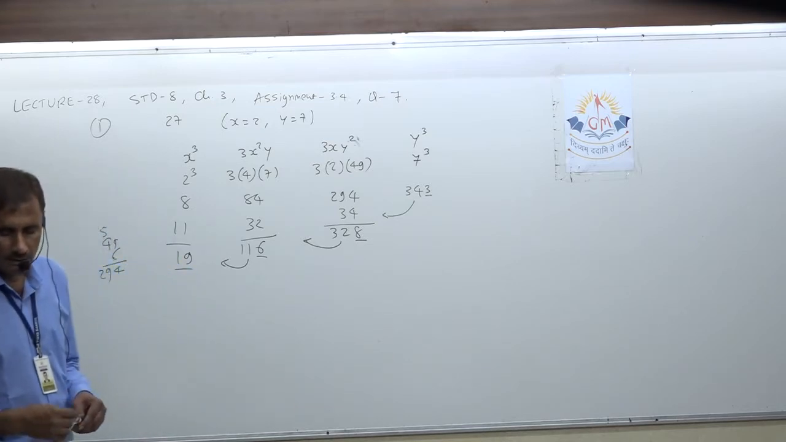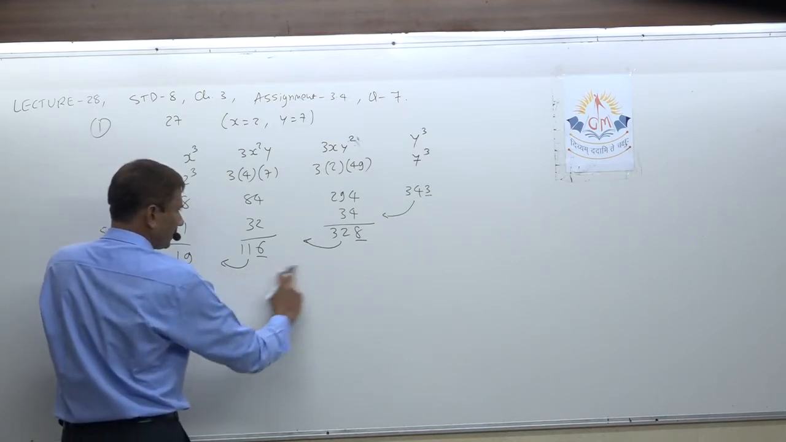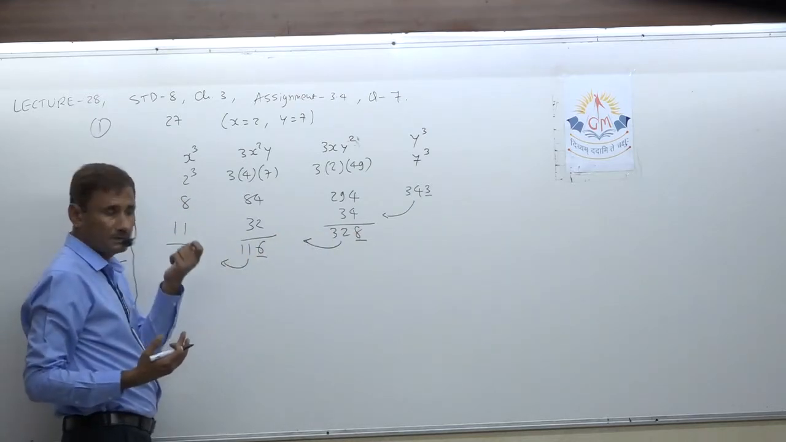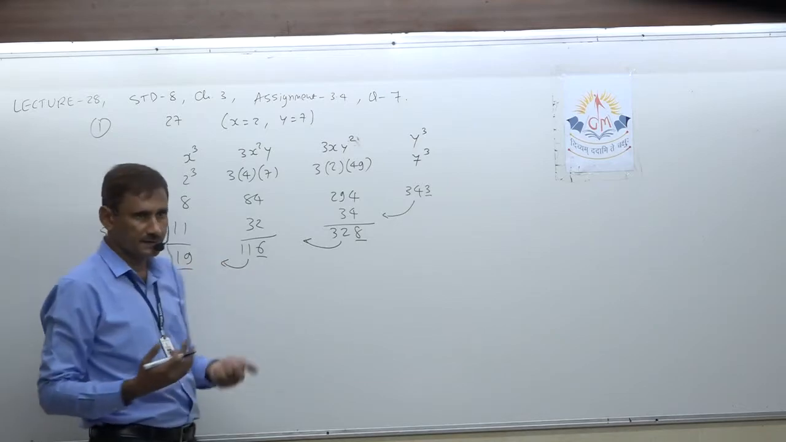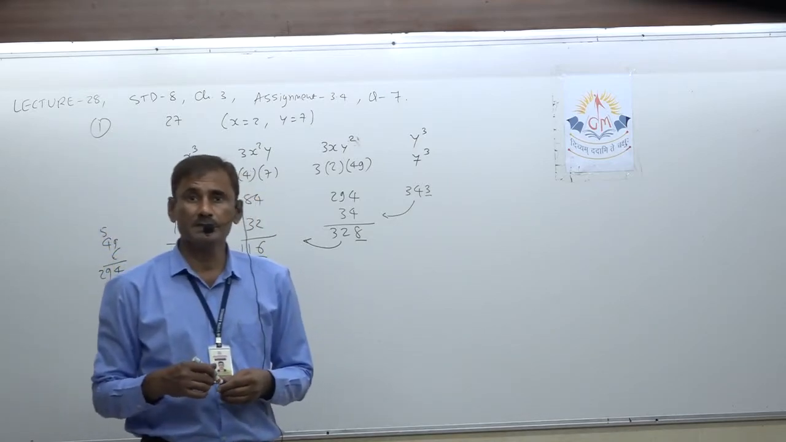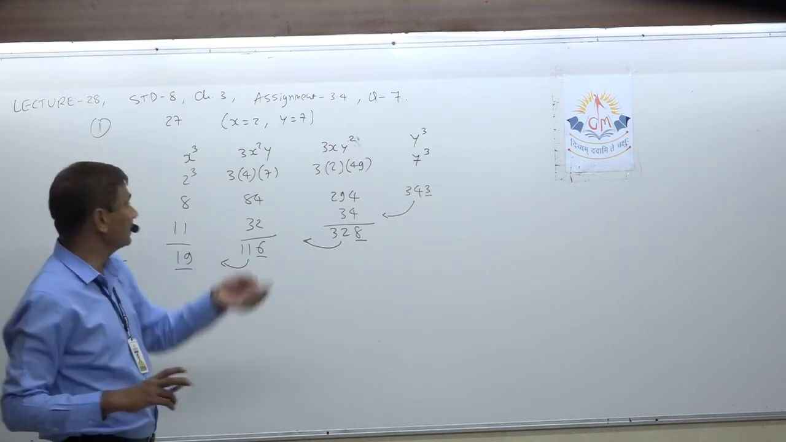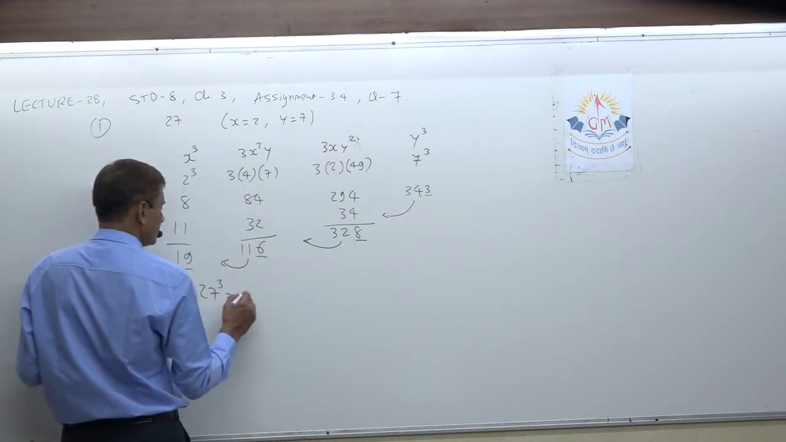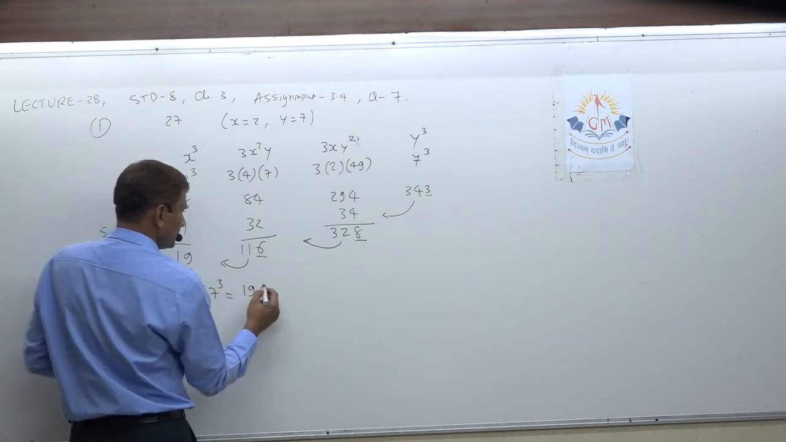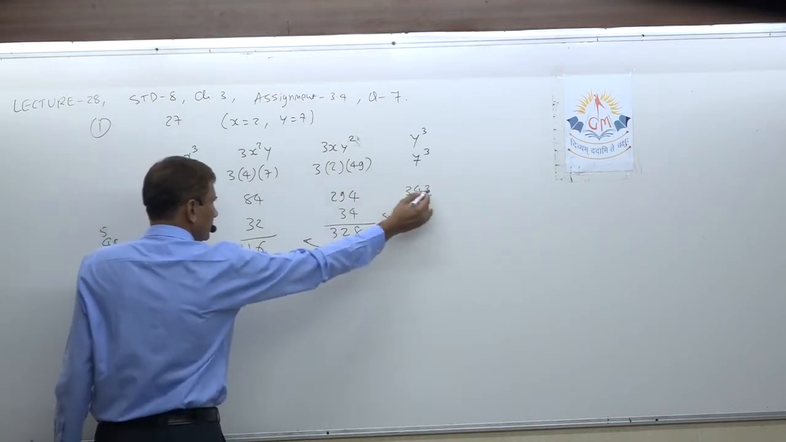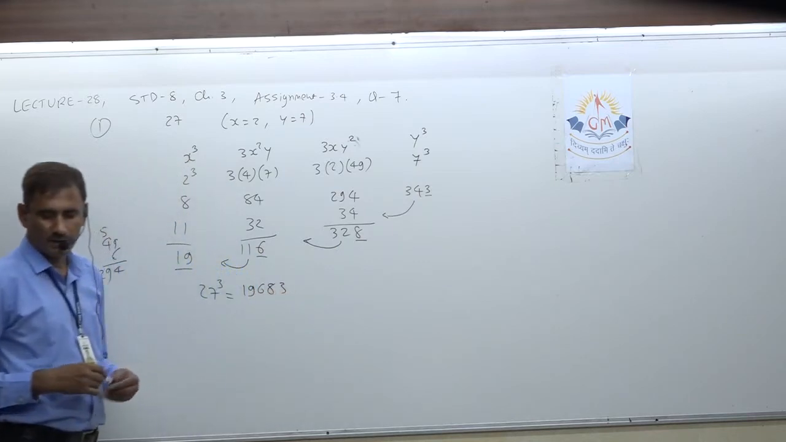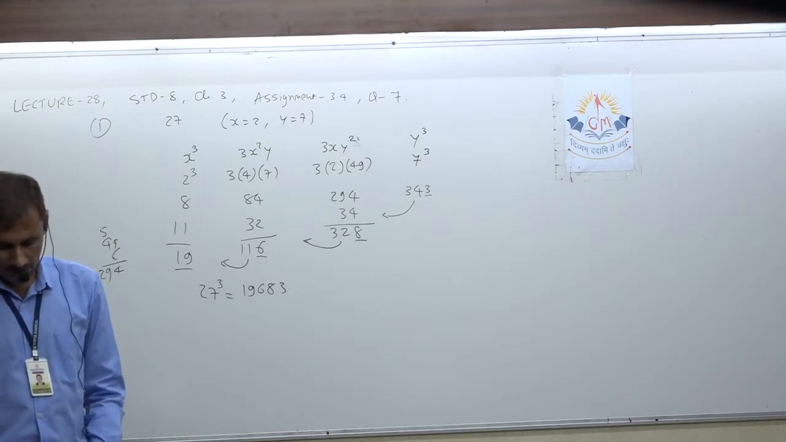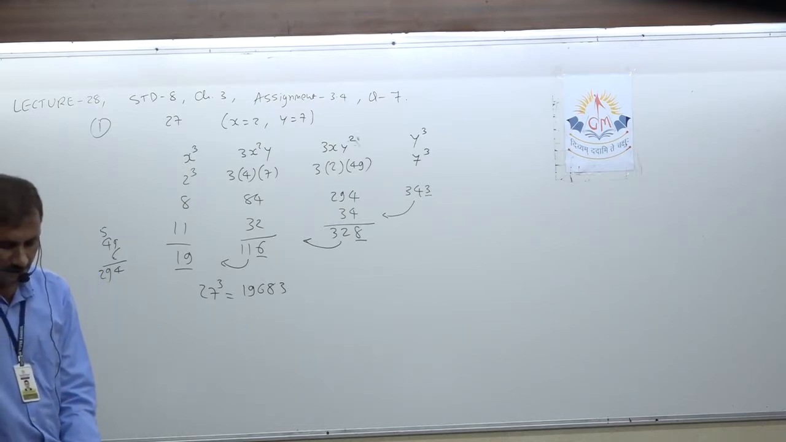Okay. So now you can see all underlined digits form one number, that is nothing but the cube of the given number. So you can say 27 cube is equal to 1 9 6 8 3, 19683. So it is the cube of 27. So understand well.